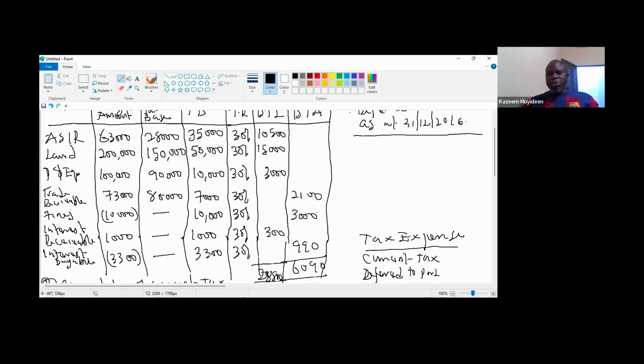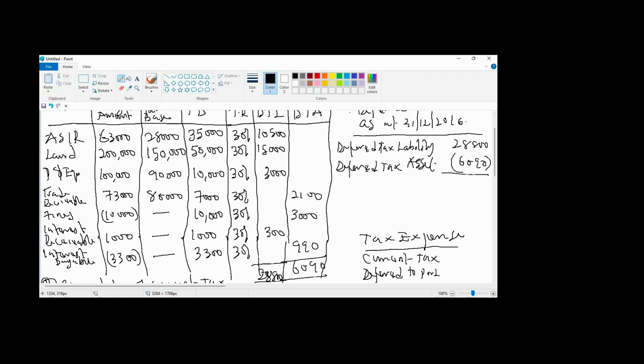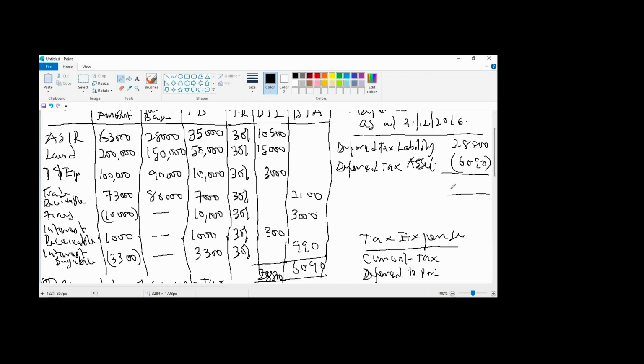So he asked for the deferred tax balance. I'll just come here and say deferred tax liability, which is 28,800, and deferred tax assets of 6,090. So this is my net deferred tax: 22,710.